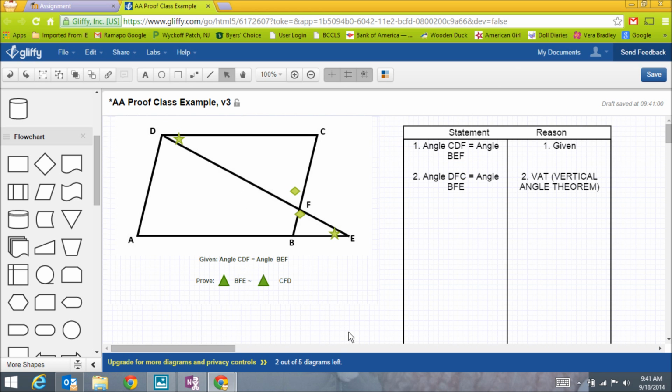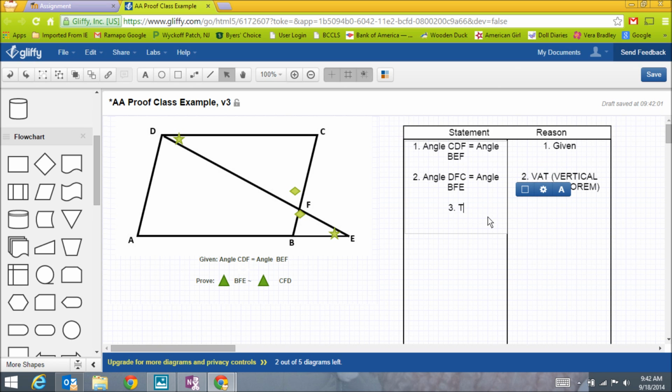So now we have discovered that in these two triangles, triangle BFE and triangle CFD, we have two pairs of corresponding congruent angles. And by the angle-angle theorem, we can now say that these two triangles are similar. So that is going to be our final statement in our proof.